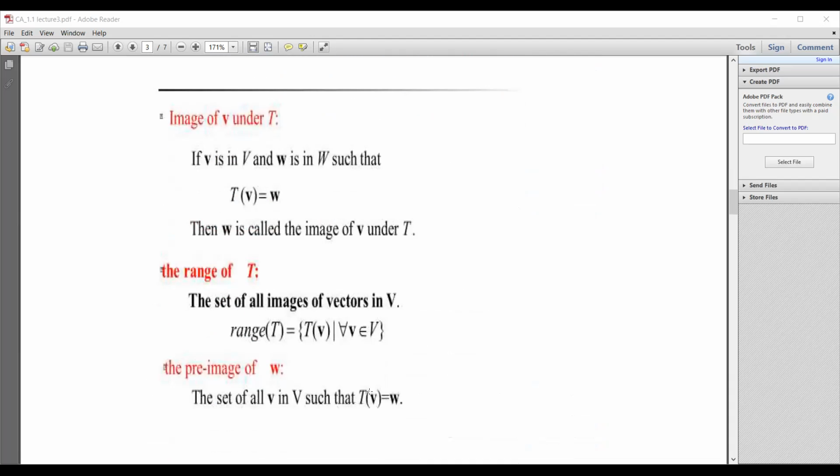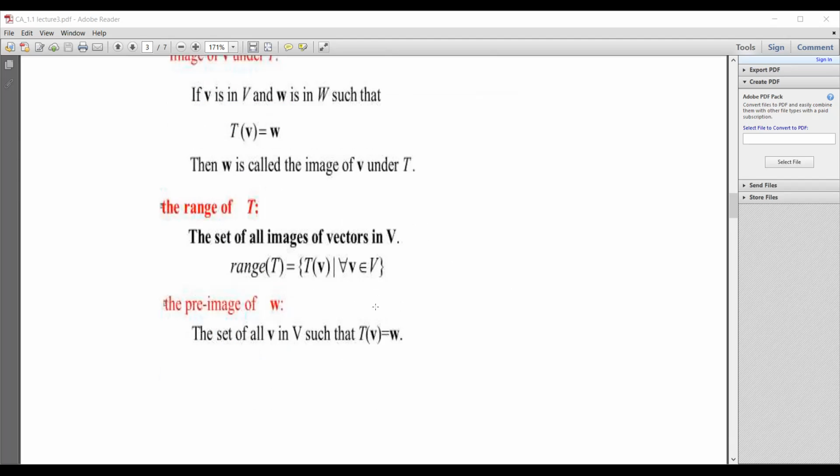There are certain things I said in the previous slide. I have also written them over here. If v is in V and w is in W and T(v) = w, then w is called the image of the element v under the mapping, or under the linear transformation capital T. And this is the definition of the range set. Range of capital T is nothing but the set of all the images of the elements of V.